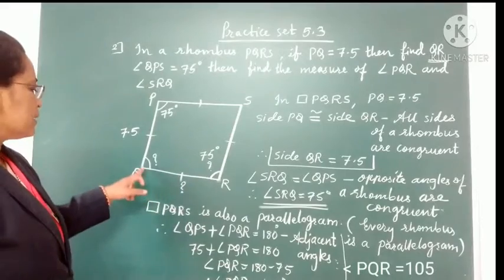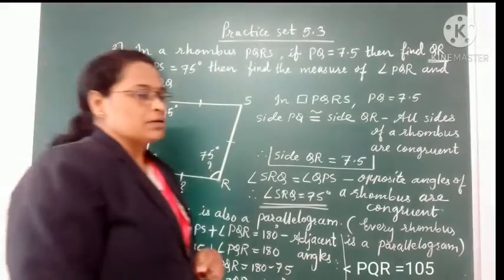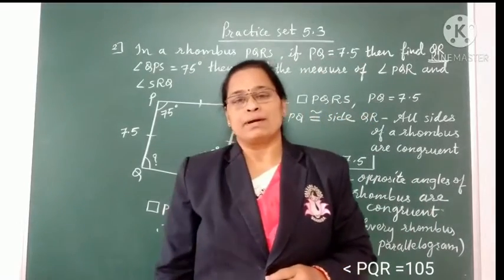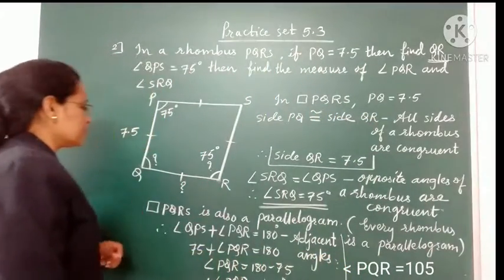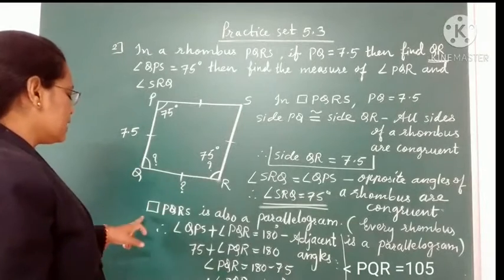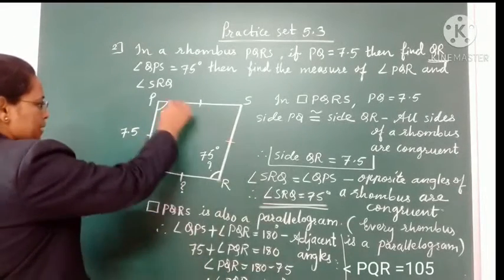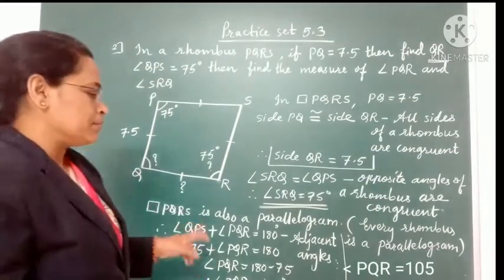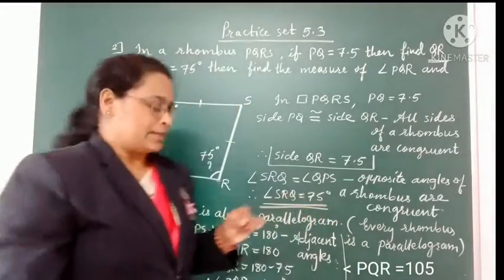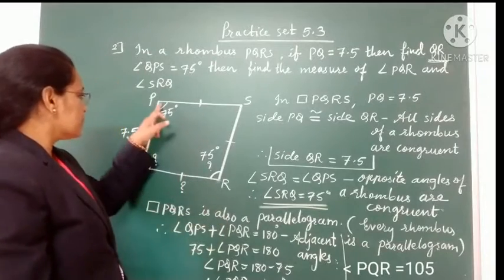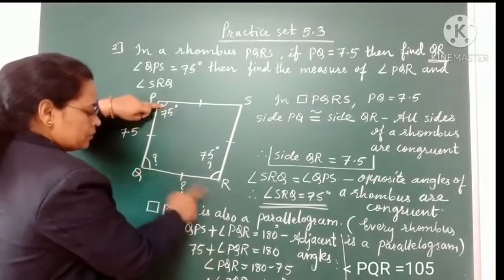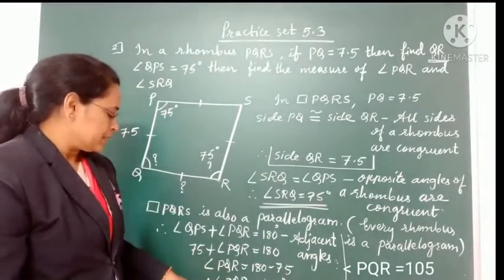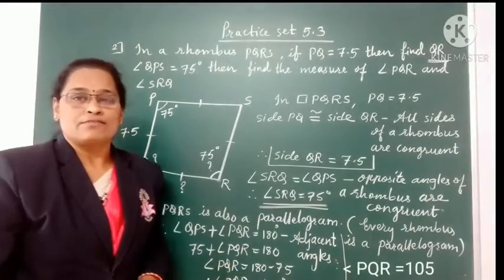Then we have to find angle PQR. Here we have learned that every rhombus is a parallelogram, so the properties of the parallelogram we can apply here in the rhombus. What is that? The adjacent angles, whether angle P and Q or Q and R, any one adjacent pair you can take, are supplementary and therefore their sum is 180. So we can write angle QPS plus angle PQR is equal to 180 degrees. Substitute the measure of angle QPS and you will get angle PQR is equal to 105 degrees.